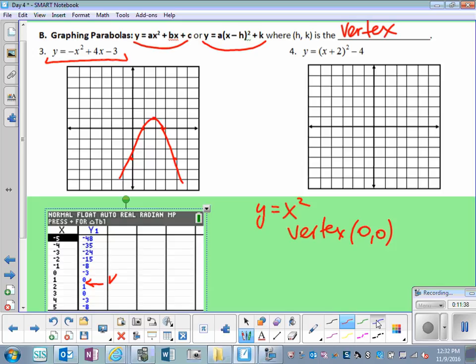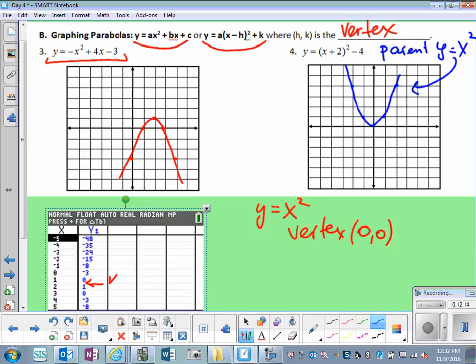So for transformations, I would start with the parent function. So my parent function is y equals x squared, right? And I'll just graph it. I know the vertex is 0, 0, and then it goes through 1, 1, and through 2, 4, right? And then it's symmetrical around the vertex. This is my parent function. Of course, yes, it is a parabola. It's a quadratic function, it's a parabola, always a parabola.